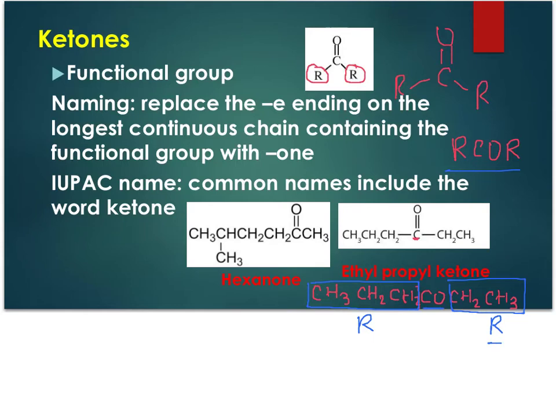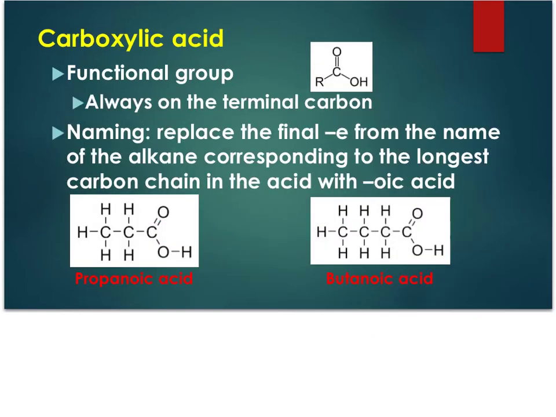We name it just like we name an alkane. Look for the longest carbon chain. Replace the E at the end with O-N-E. So they're always going to end with O-N-E. So this one we have hexanone, R group, R group. And as we did here, our R group and our R group. So that's how we get our ketone here.